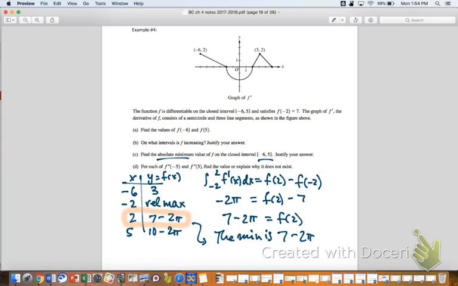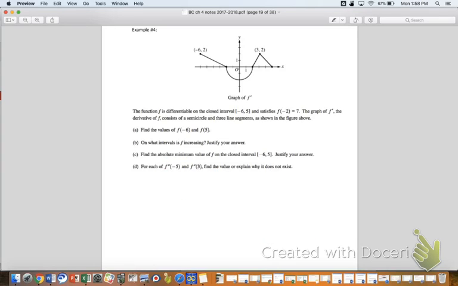All right. So then finally D says for each of f double prime of negative 5, f double prime of 3, find the value, or explain why it does not exist. So does one of these not exist? Which one is a DNE? Okay, we'll get there. Yeah, we got the corner point there. Yes, for sure. So let's figure out the one that actually has an existing value. That would be f double prime of negative 5.